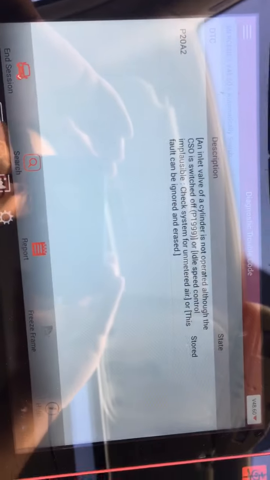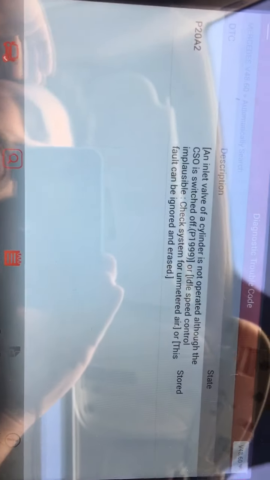So in order to diagnose this fault, you're gonna need a scanner. It's really the only way to know which cylinder is actually problematic. So this is my Launch scanner. This scanner is pretty good for Mercedes, but of course it's not as good as a Star Diagnostic. So this is the fault code.